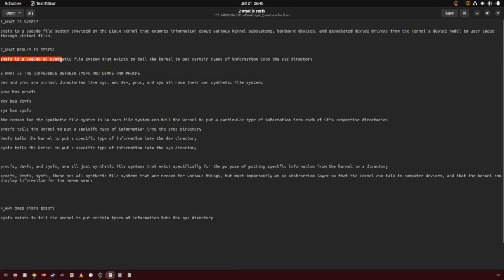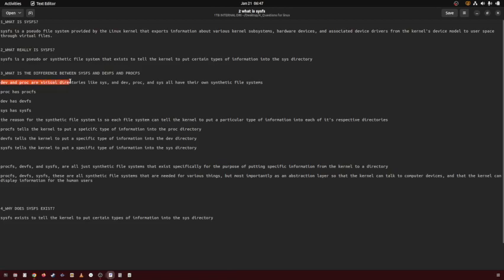Sysfs is a pseudo or synthetic file system that exists to tell the kernel to put certain types of information into the sys directory. That's pretty much why it exists. What is the difference between sysfs and devfs and procfs?